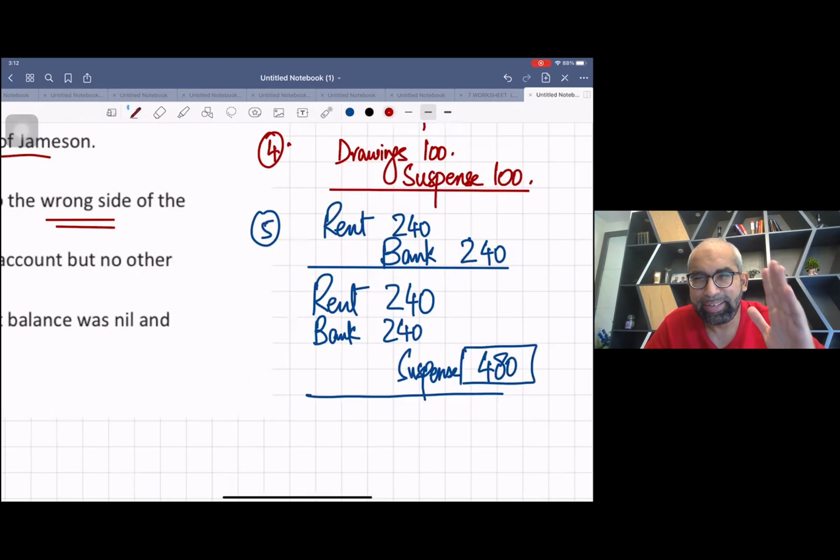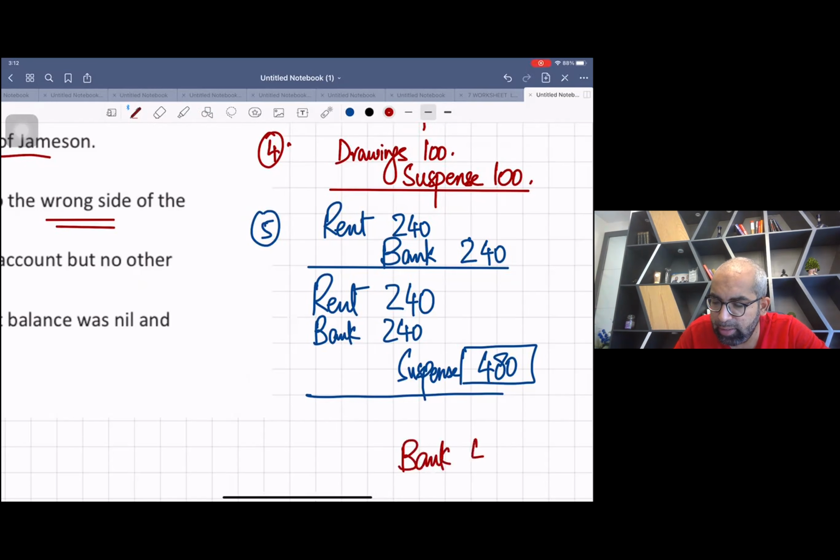But yes, listen to me. In the first entry, we should have credited the bank. We didn't credit the bank, first error. Instead, we debited the bank, so this is the second error. So this is the double error. It's a double mistake, so double amount. So we'll credit bank by 480.